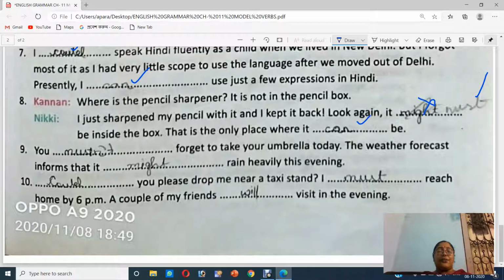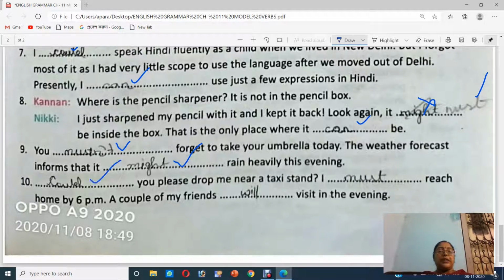Now, number 9. You mustn't forget to take your umbrella today. Mustn't. You mustn't forget to take your umbrella today. The weather forecast informs that it might rain very heavily this evening. Okay, done, boys and girls? Now the next, number 10.